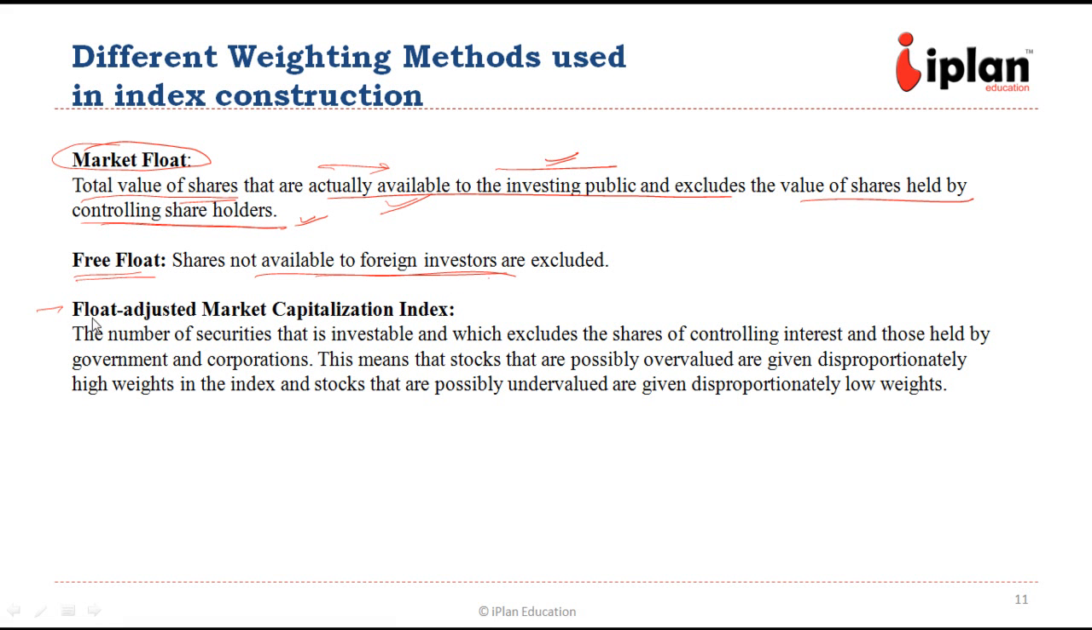So in order to calculate a float adjusted market capitalization index, we take the number of securities which are investable, excluding the shares of controlling interest and those held by government and corporations. Since these shares are not being traded in the market, they are excluded. So that indicates that stocks which are possibly overvalued are given disproportionately higher weights in the index. That is a drawback. And similarly, the stocks which are undervalued are given disproportionately lower weights in a float adjusted market capitalization index. So that is a weakness.